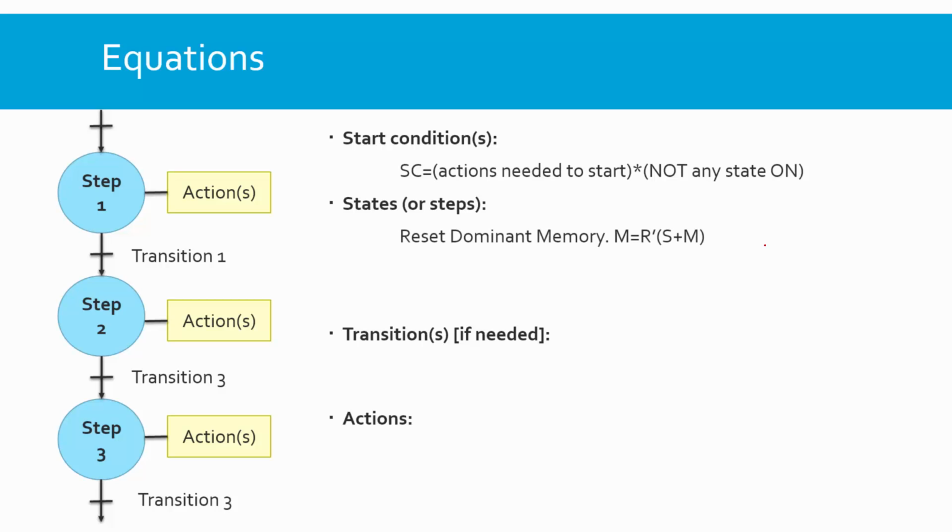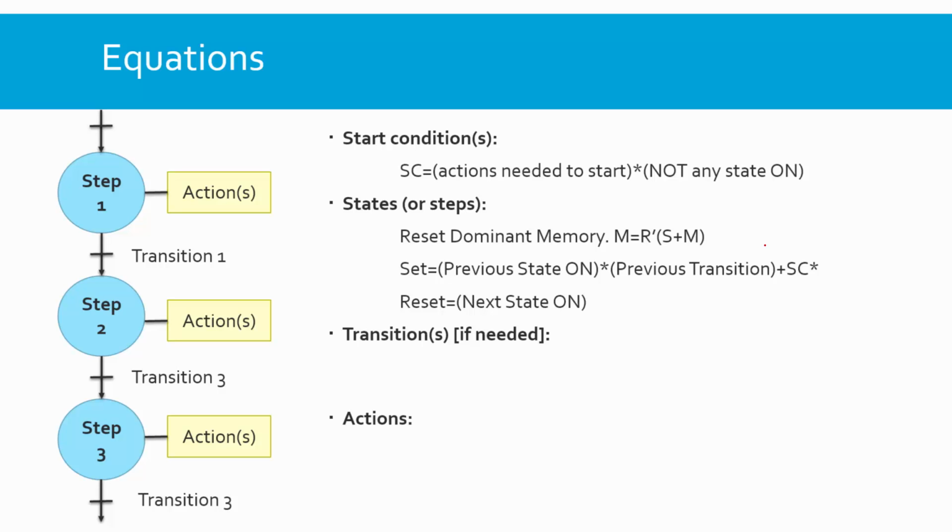For the states, as I said before, we will use a reset dominant memory, which is that equation. For the set condition, the previous state should be on, and the previous transitions should occur. Also, I've added the start condition, but be careful. This start condition should always be only programmed on the first or the beginning state, which in this case is step 1. For all the remaining states or steps, we will not program the start condition. And for the reset, we will use the next state.